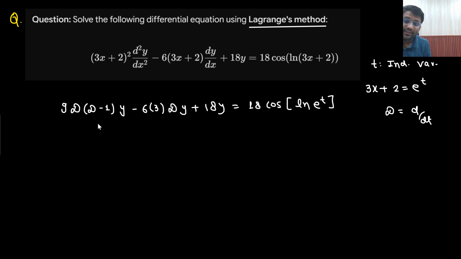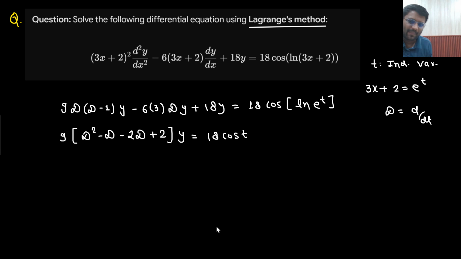So what you are getting is that you can take 9 common. Inside this you will be getting D square minus D minus 2D plus 2 multiplied with y equals 18 cos t, right? So what you are getting here, D into D minus 1 minus 2 into D minus 1. So it will become D minus 2 into D minus 1.